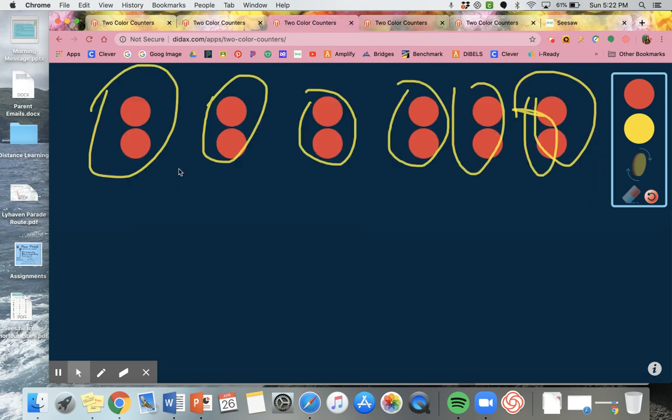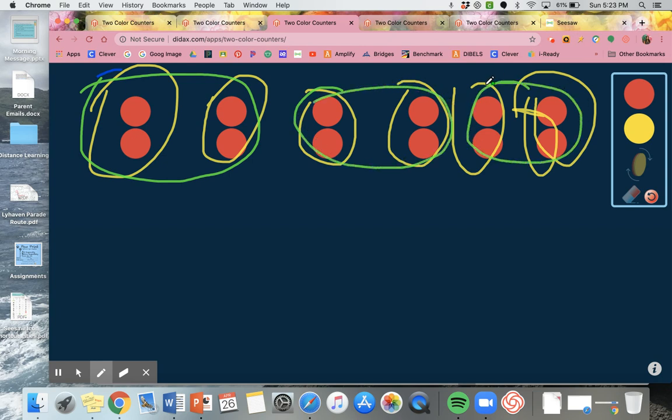So what I'm doing here is it's almost as if I were to take, let's choose this green color. If I were to take these groups and mash them together, and then these groups and put them together. So instead of groups of 2, I have now groups of 4. See how that works?